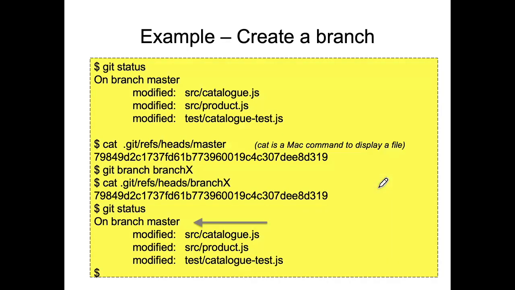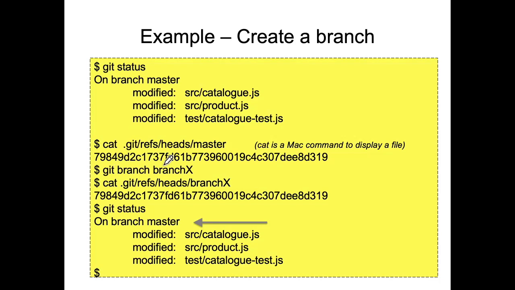This is kind of a proof. Again, this is just a cut and paste of a sequence of commands that I submitted from my terminal. So I'm doing a git status. It's telling me I'm on the master branch. Then cat is just a command that's available to you on Mac, and it just displays the contents of a file. So I pass this particular file path to cat, and it comes back with that. So that's the hash value of the last commit that I made to the master branch.